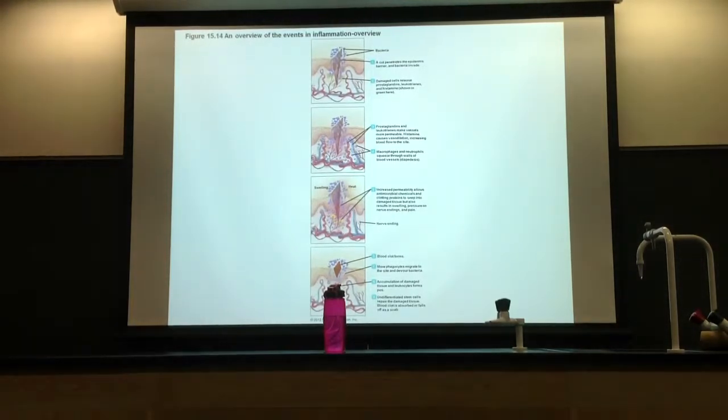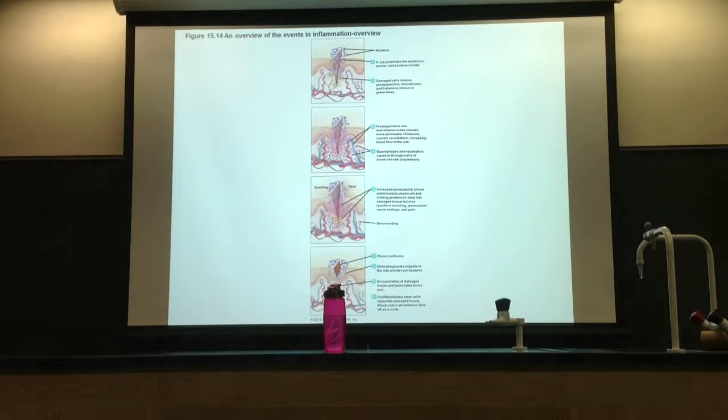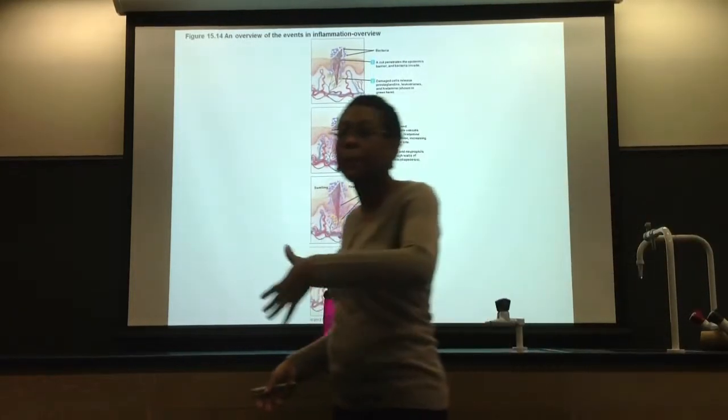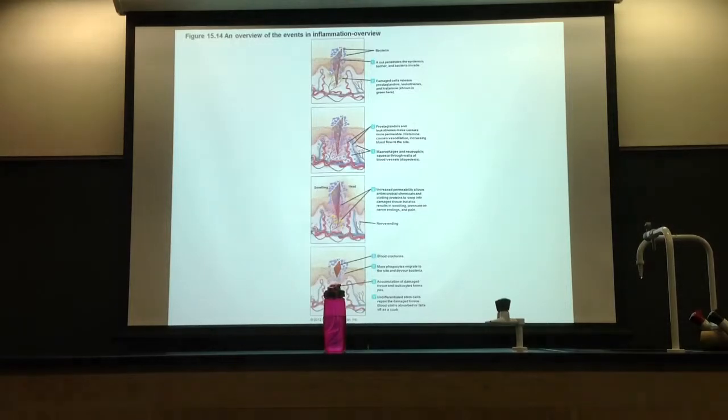In terms of increasing the diameter of your blood vessels, that is histamine, okay? So histamine causes your blood vessels to dilate, which brings in more blood. So that's why you take antihistamines. It blocks histamine. Now, in terms of increasing permeability of the blood vessels, you've got leukotrienes and prostaglandins. So prostaglandins and leukotrienes increase the permeability of the blood vessels.